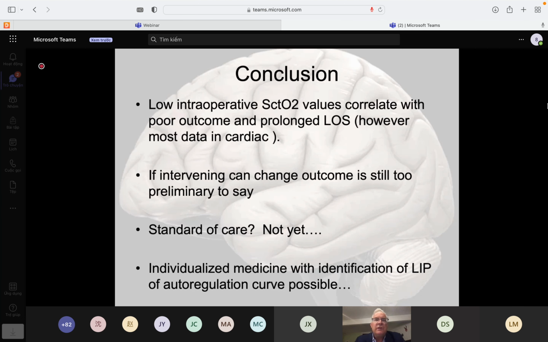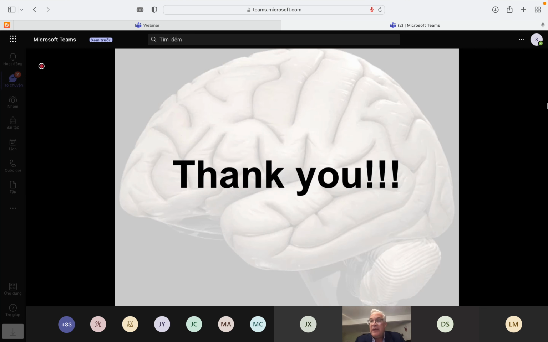So conclusions of my talk: low intraoperative SpO2 values correlate with poor outcome and prolonged length of stay. Looking at how we can change these interventions is still too preliminary, and a lot of work needs to be done. So I thank you very much, and I would look forward to answering any questions.